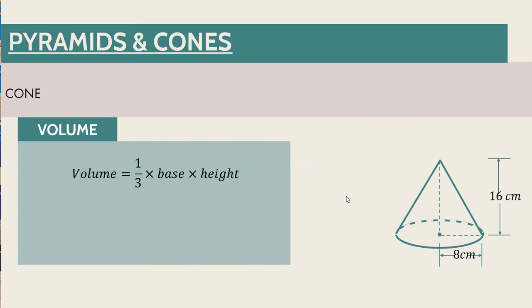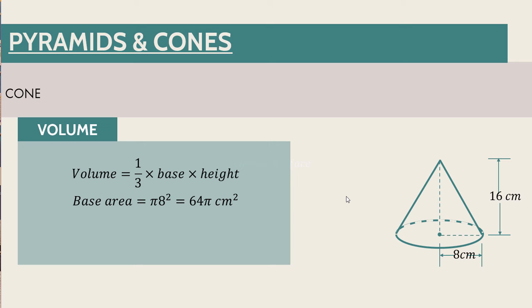Now let's try to calculate the volume. Similar to the volume of a pyramid, the volume of a cone is 1/3 times base times height. The base area is pi r squared, which is pi times 8 squared in this case, and it is equal to 64 pi square centimeters.